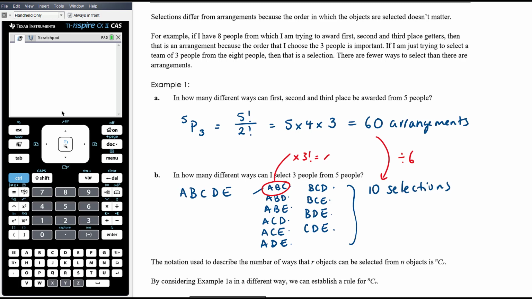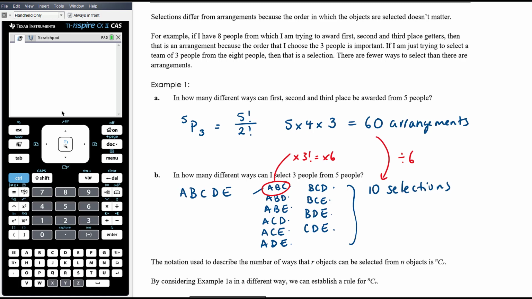We've multiplied by 6. So therefore, if we can work out the number of arrangements, we then need to divide by the number of ways that we can arrange 3 things, in this case because we had 3 positions. So we actually need to also divide by 3 factorial.